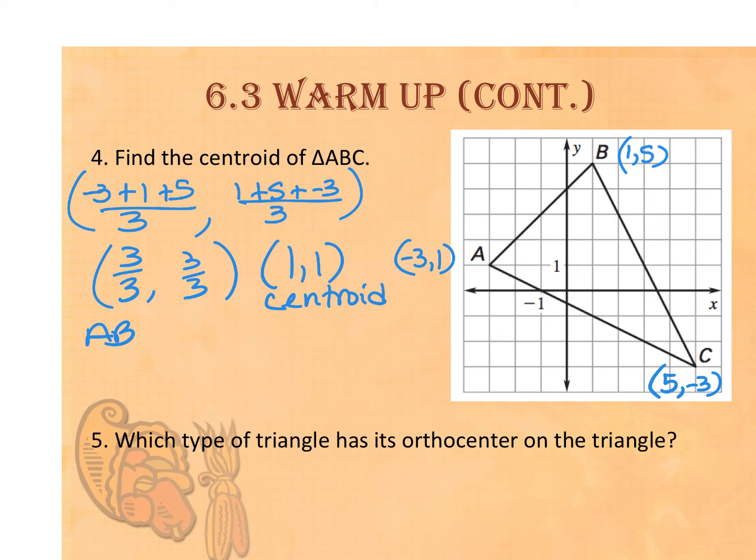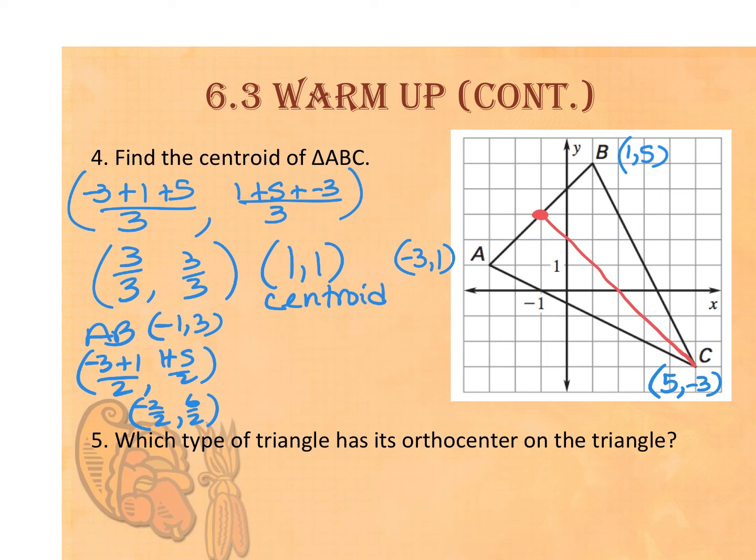So I'm going to be doing -3 plus 1 divide by 2, 1 plus 5 divide by 2, -2 over 2, and then 6 over 2. And the midpoint of AB is -1, 3. I'm going to go ahead and graph that in here, and then I'm going to draw in the median. And now I'm going to do the next midpoint.